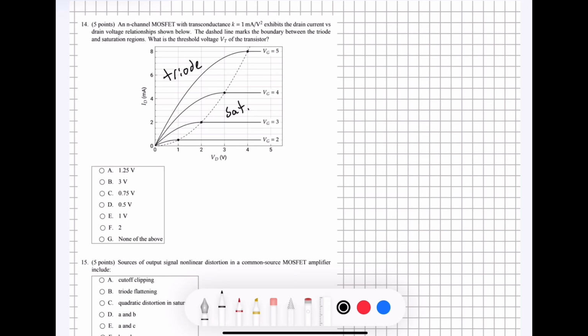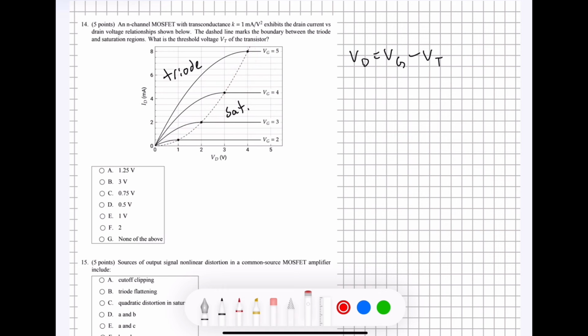In order to find that, we're going to have to use this equation right here. The drain voltage is equal to the gate voltage minus the threshold voltage. This is a pretty simple thing to solve because we are given both the drain voltage and the gate voltage based on this graph right here. We want to take them from these points on the dotted line in between the triode and the saturation region, because that is where the threshold voltage is. The threshold voltage is the voltage that marks in between those two spots.